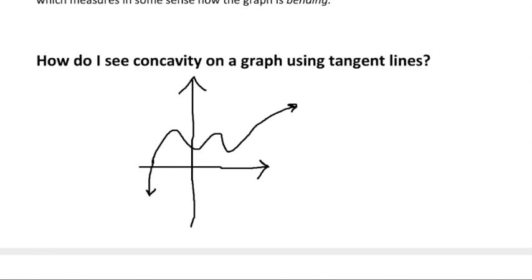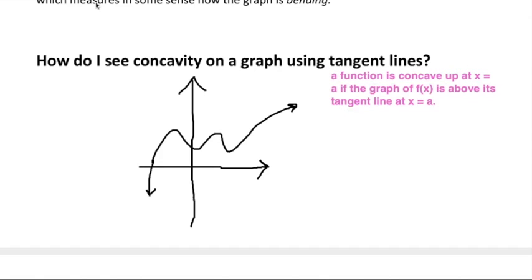The answer is that a function is concave up at x equals a if the graph of f of x is above its tangent at x equals a. So I'm looking here at places where I can see that the graph is above its tangent line. There's one, for instance, right here. If I sketch the tangent line, I can see that at this point, the graph is definitely above the tangent line. There's another one right here. I sketch the tangent line, and it's clear the graph is above it. So at these 2 points that I've labeled in blue, the graph is concave up.